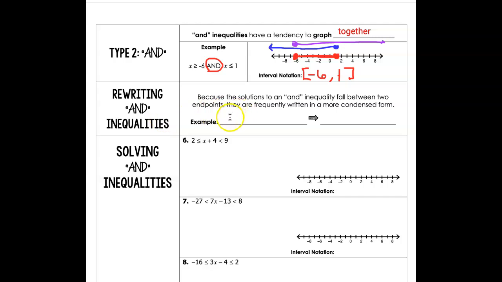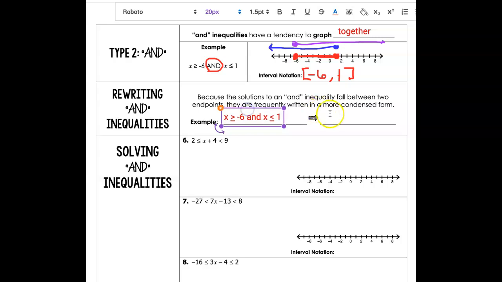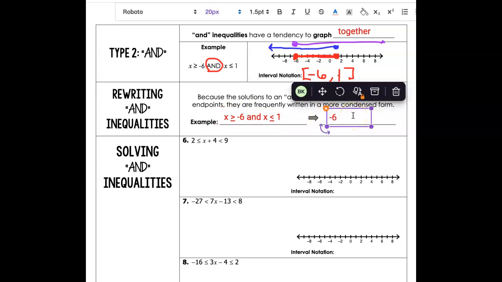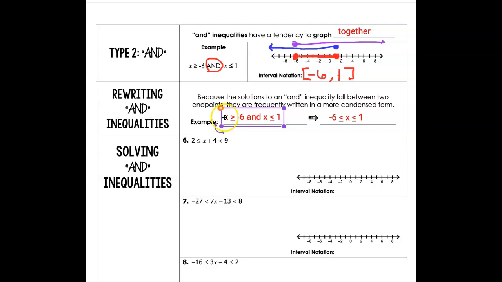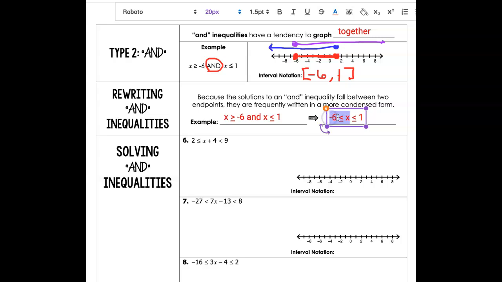All right, and then usually because the solutions come between them, we can write it more condensed. So for example, this one up above, we had x was greater than or equal to -6, and x was less than or equal to 1. And so we can write that as one big inequality. -6 is my smallest number, x is going to fall in between them, and then 1 is my largest number. So you'll notice that the inequality symbols are facing the same way, because here I'm saying I want x to be bigger than -6, so when I put x in the middle, I have to spin that sign around so that we're still showing x is bigger than -6. So usually our and inequalities are more condensed.